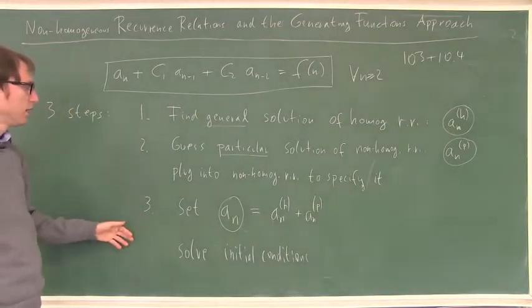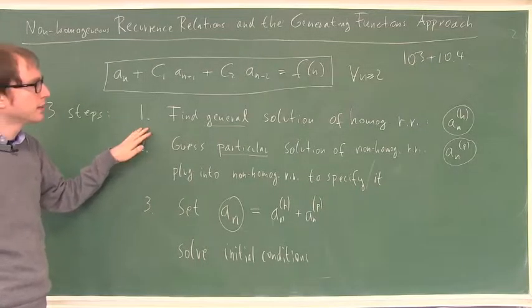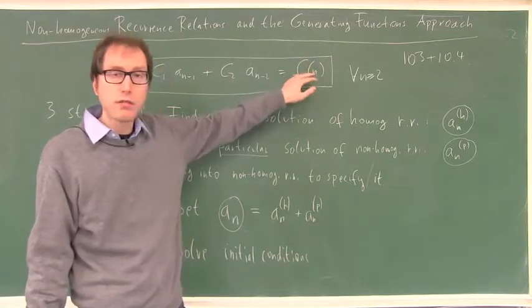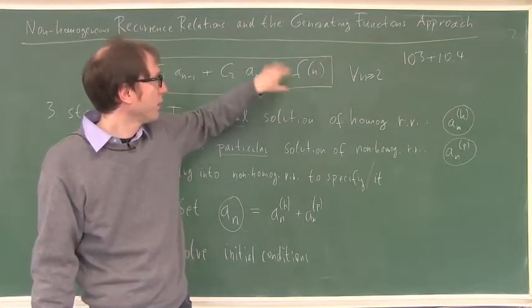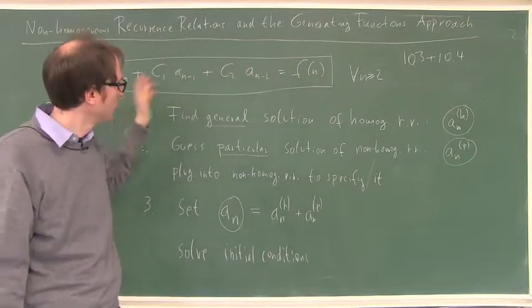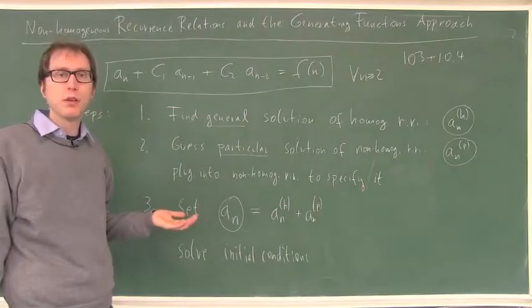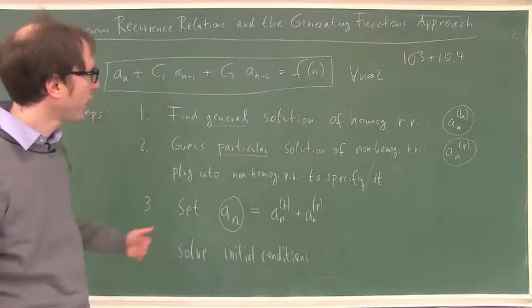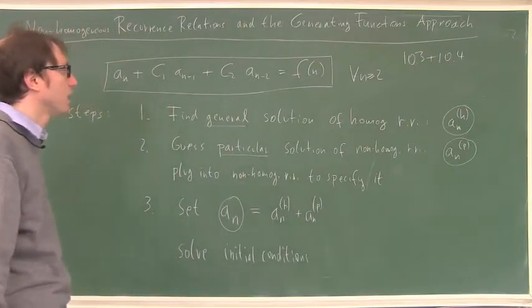So I kind of ordered it as a 3-step process. The first step is whatever is on the right, you plug in a 0. Just plug in a 0. So forget about this and write in the 0. And then what you get is the homogeneous recurrence relation. And we know how to solve this. This is what we learned last time. So you find the general solution of this homogeneous recurrence relation.